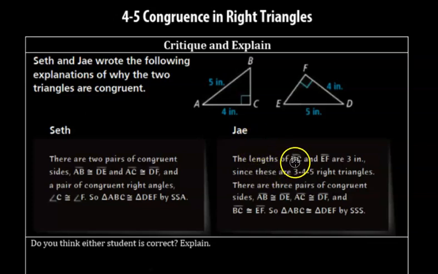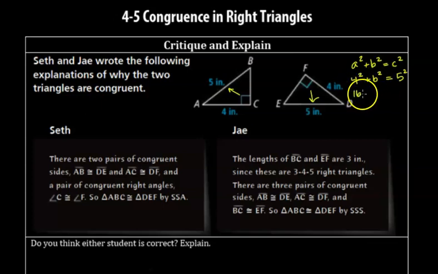So the lengths of segments BC and EF are 3 inches, since these are 3, 4, 5 right triangles. So essentially what he's doing is using the Pythagorean theorem. He's saying, all right, since they're right triangles, then a squared plus b squared equals c squared. And in both triangles, the c, or the hypotenuse, is going to be 5. So we put a 5 there. And then a squared would be 4 in both triangles, and b squared would be an unknown.